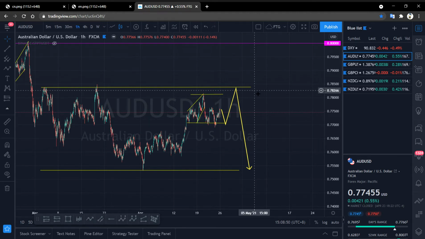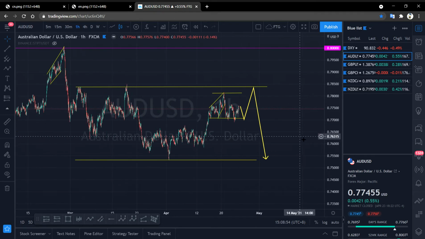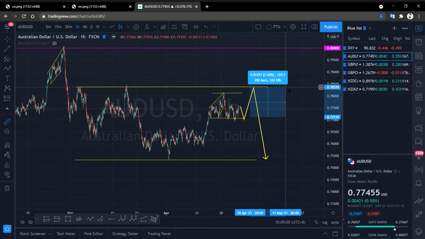For those who like to do short-term trading, we can wait for the price to fall back to 0.7710 again. Then we only enter the market and make a TP at 0.78350.